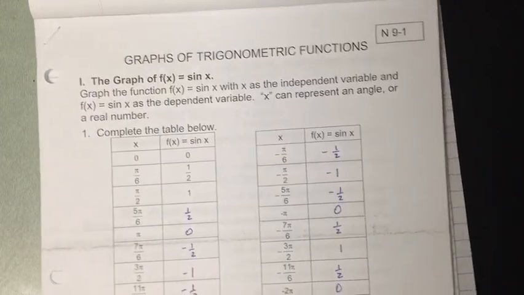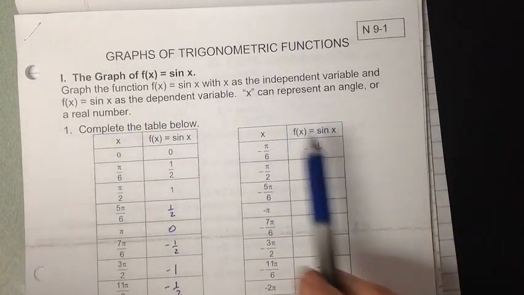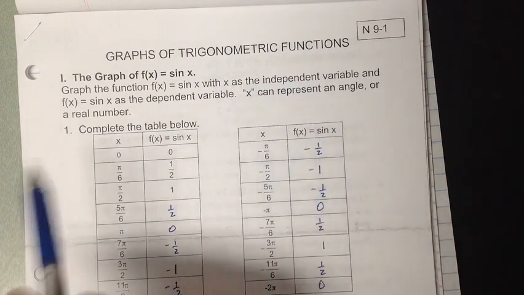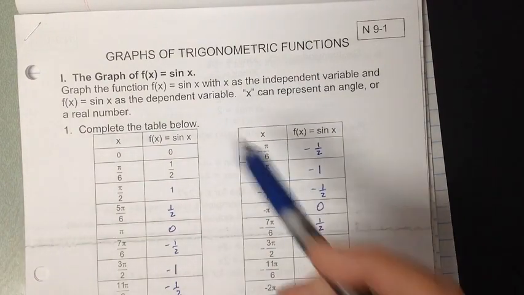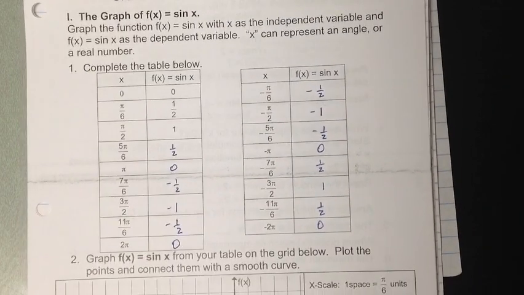So we start off graphing sine, f of x equals sine x. Graph the function with x as the independent variable, and f of x equals sine x is the dependent variable. x can represent an angle or a real number. So it says complete the table. I've already completed the table. If you want to pause and fill in, that's fine.